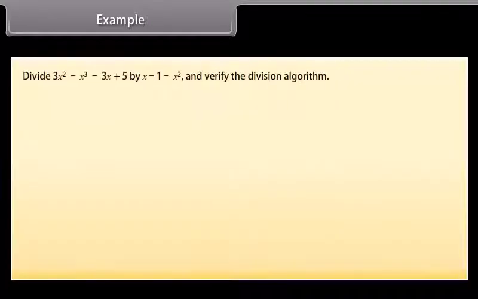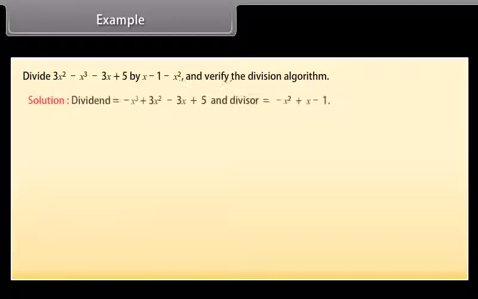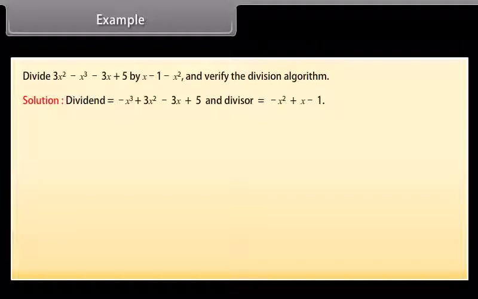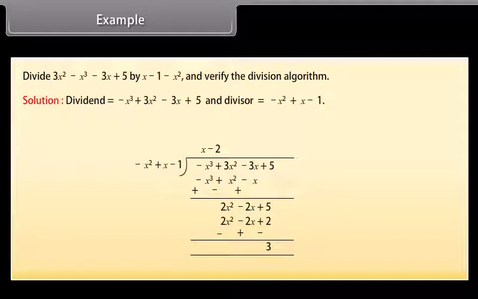Example. Divide 3x square minus x cubed minus 3x plus 5 by x minus 1 minus x square, and verify the division algorithm. Solution. Firstly, we will write both the dividend and divisor in decreasing order of their degrees. Dividend is equal to minus x cube plus 3x square minus 3x plus 5, and divisor is equal to minus x square plus x minus 1. By dividing, we get quotient is equal to x minus 2 and remainder is equal to 3.